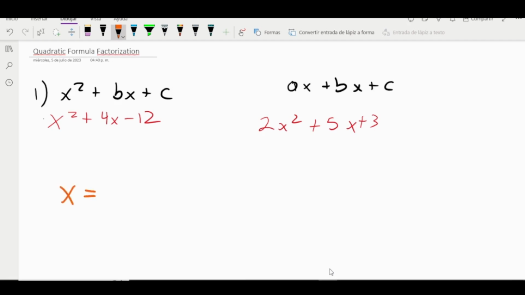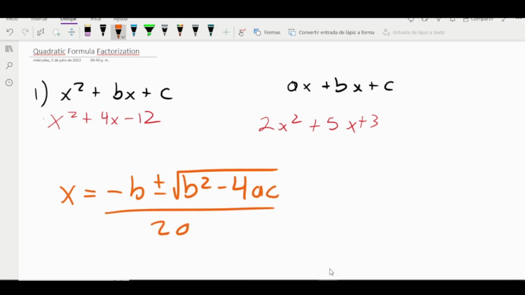So we know the quadratic formula is x equals minus b plus minus the square root of b squared minus 4 times a times c, divided by 2a. After this, the only thing we need to do is find the values of x. So, for example, we check the first exercise.